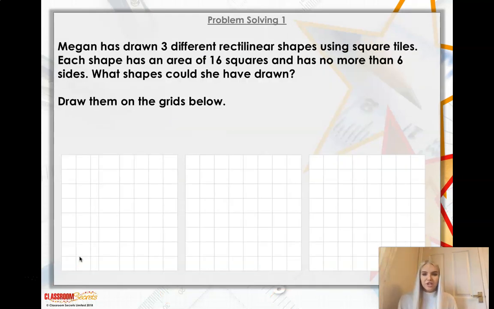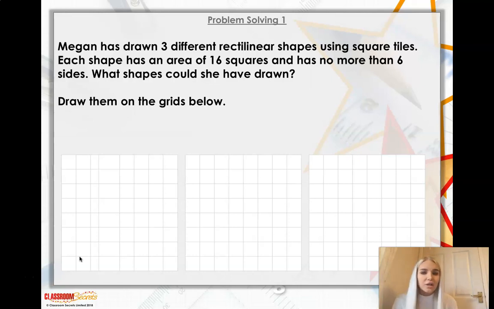Your next problem-solving question. Megan has drawn 3 different rectilinear shapes using square tiles, and each of these shapes has an area of 16 squares and has no more than 6 sides. What shapes could she have drawn? So I need to make a shape, and I need to make sure that I've used square tiles only, and each shape has an area of 16, so I've used 16 squares, and it has no more than 6 sides. Could have less than 6 sides, but no more than 6 sides.